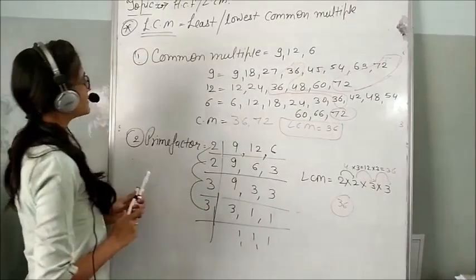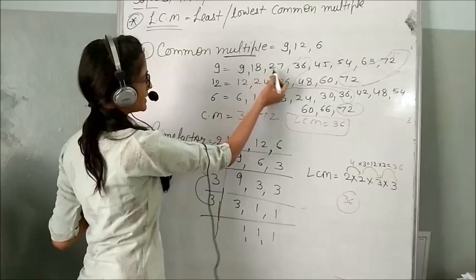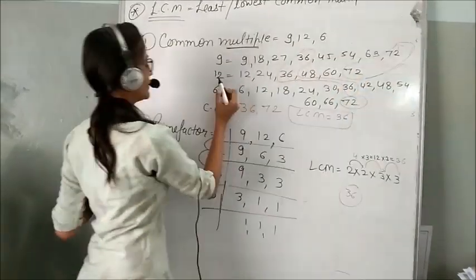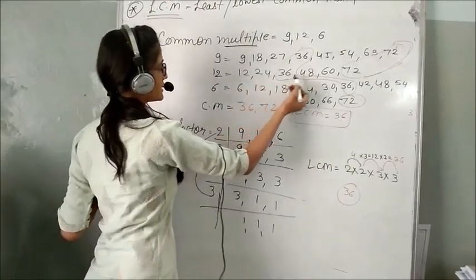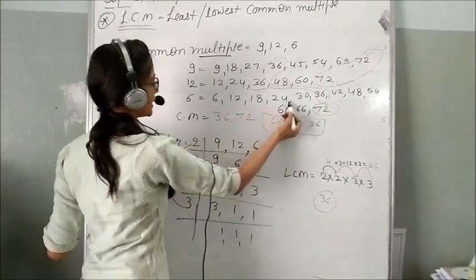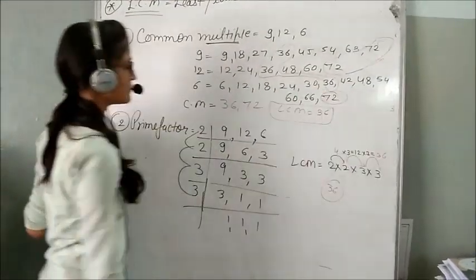Now 9, 12 and 6. For the multiples we just write the tables. 9: 9 1s are 9, 9 2s are 18, 27, 36, 45, 54, 63 and 72. 12: 12, 24, 36, 48, 60, 72. 6: 6 1s are 6, 6 2s are 12, 18, 24, 30, 36, 42, 48, 54, 60, 66 and 72.